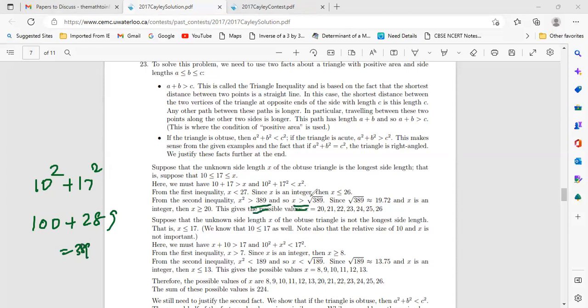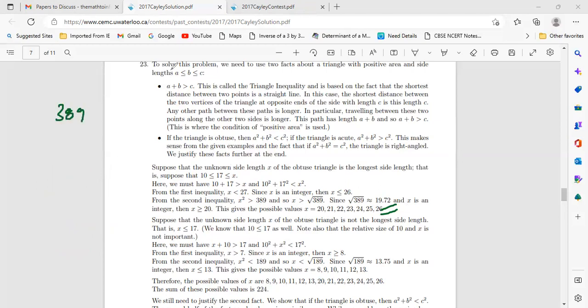For finding the value of x, you just have to take the square root on both sides. So we're going to have the square root of 389. If you take the square root approximately, you might get 19.7. Do you know how to take the square root of 389? I use calculators. Without a calculator?